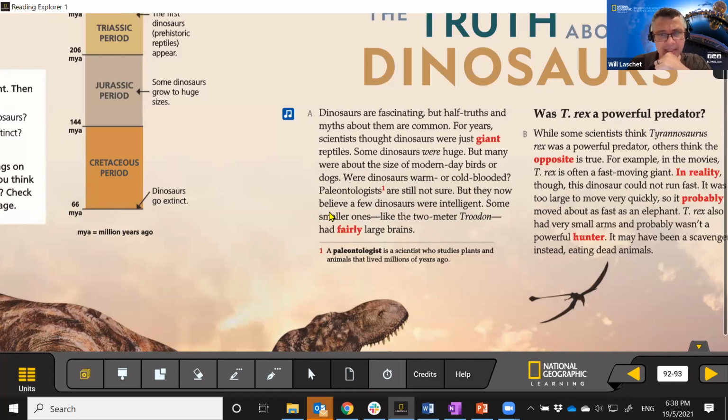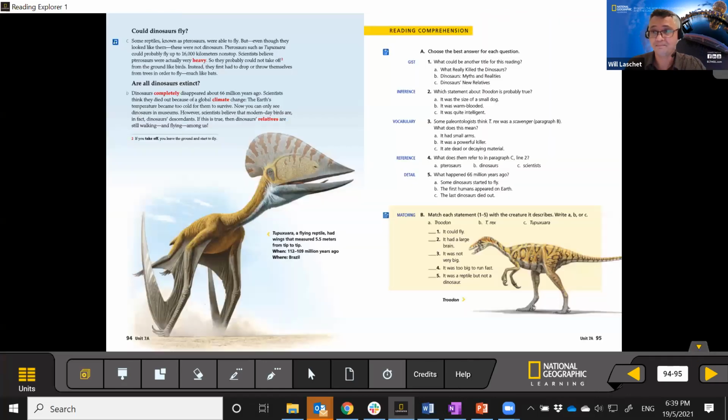Now let's have a look. It says scientists now believe a few dinosaurs were intelligent. Some smaller ones, like Troodon, had fairly large brains. So here, this is inference because it's telling us Troodon had a large brain. But what does that mean? We need to use our brains to figure out that having a large brain means that you are intelligent. So we're linking these two concepts of large brain and intelligent. And that is an inference question. Great. I think you are right about that one.